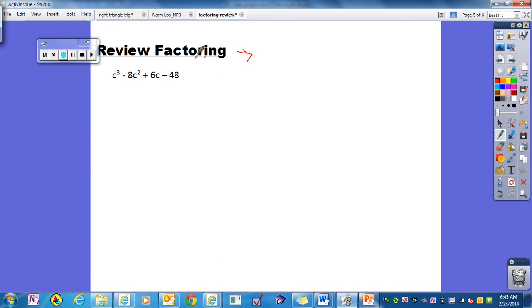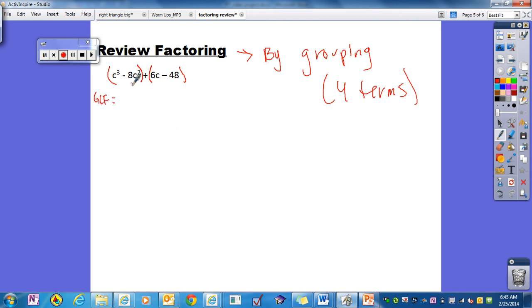The last type of factoring we're going to review is by grouping. When you do by grouping, it's because you have 4 terms. So what you want to do is group your first 2 terms together, and group your last 2 terms together. Once you've grouped everything, you're going to find a GCF in each one. The GCF of c cubed and minus 8c squared is c squared.